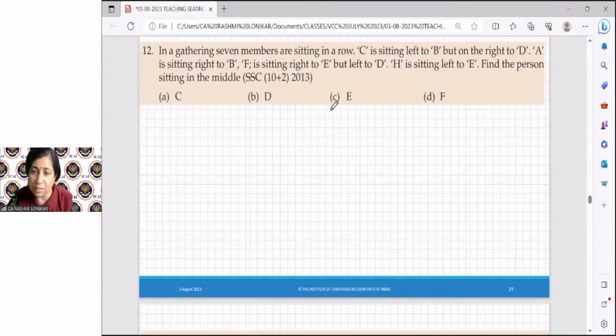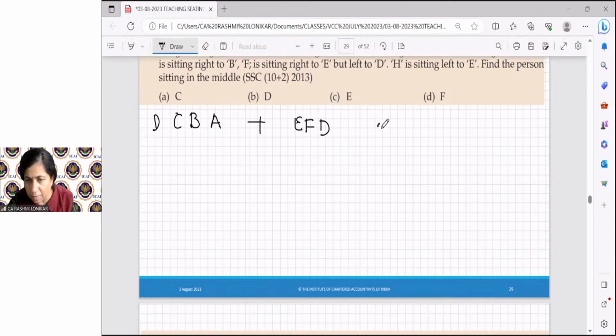12. In a gathering, 7 members are sitting in a row. C is sitting to the left of B. So this is my B, and left of B is C. So CB, but to the right of D. So DC. A is sitting to the right of B. F is sitting to the right of E. So if I have E, F will be here, but to the left of D. So I will combine these two and I will get E, F, D, C, B, A.